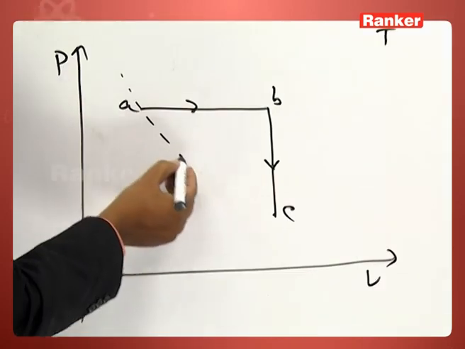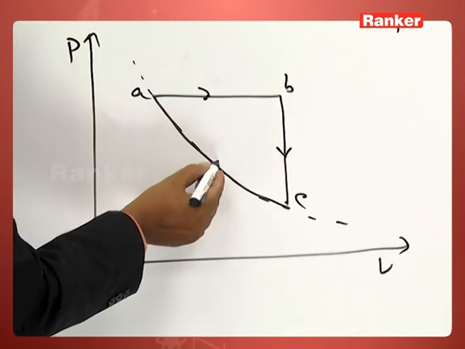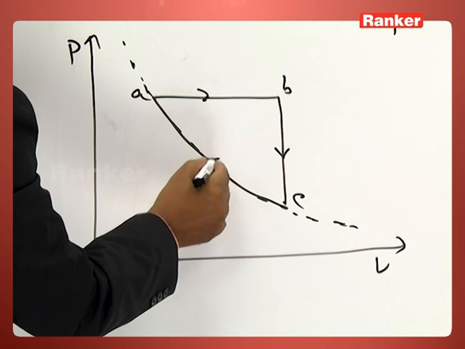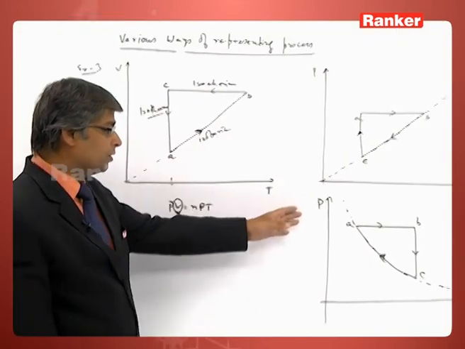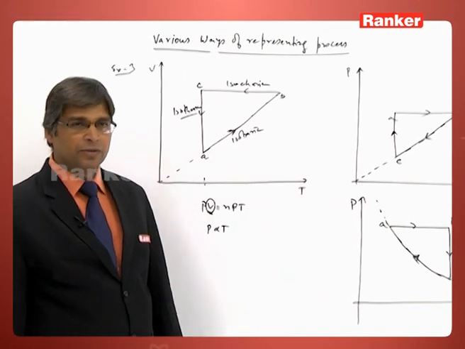So this is an isotherm. So I will go along the isotherm, that is the rectangular hyperbola. So ABC, this is what we have to plot in the PV graph. So you can see the different plots.